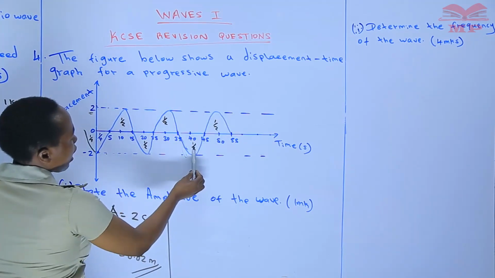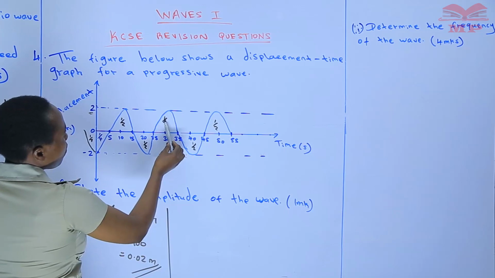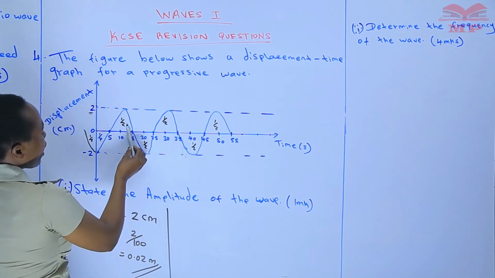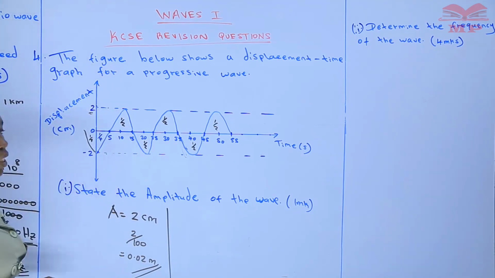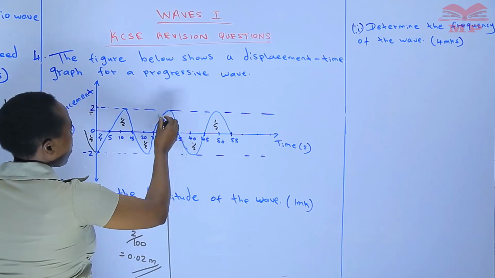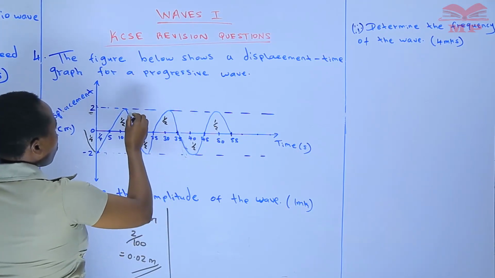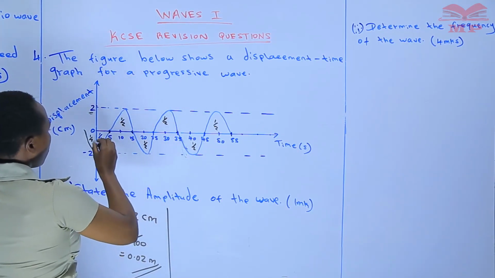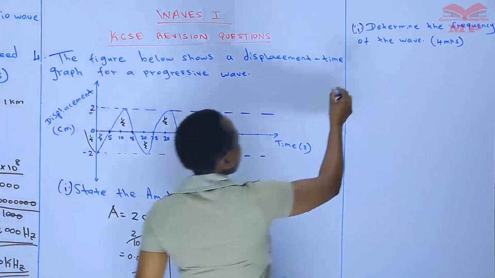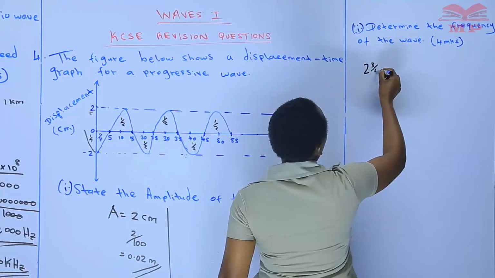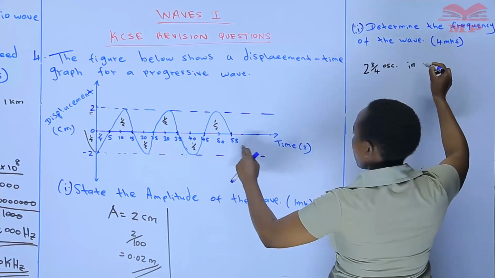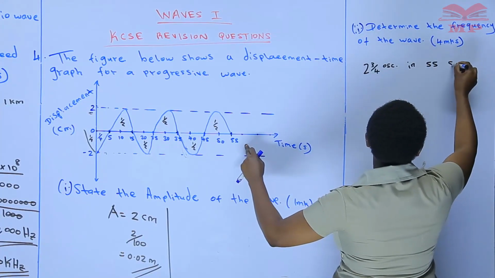So a half plus a half, that is 1, plus 2 halves, again those are 2, 2 and a half, 2 and 3 quarters. You can see clearly that this is 1, 2, 2 and a half, 2 and 3 quarters. So we can say that 2 and 3 quarters oscillations are covered in 55 seconds.